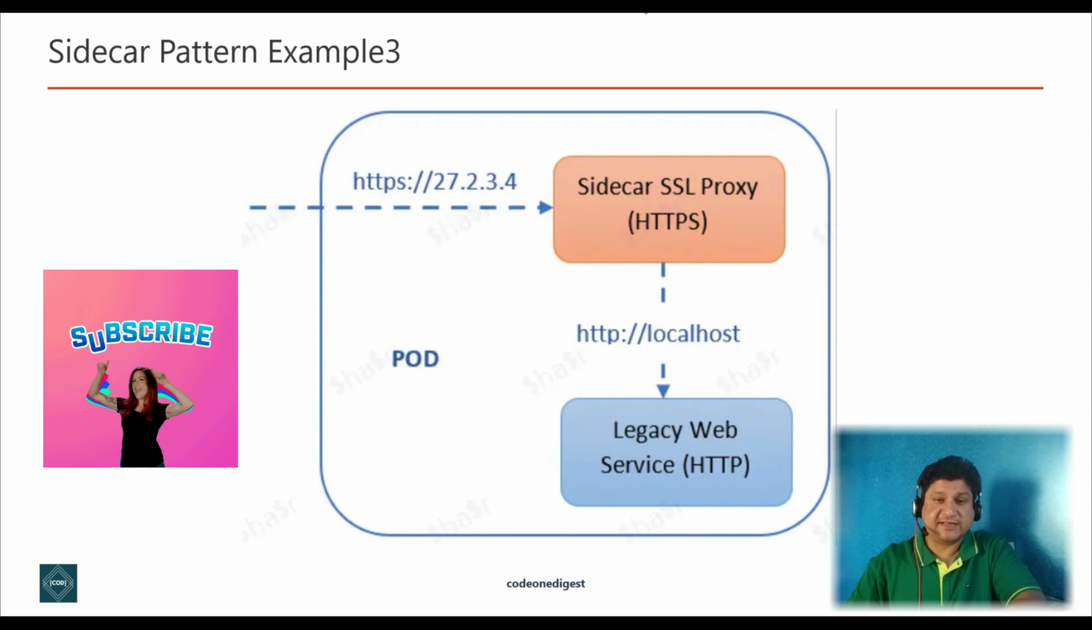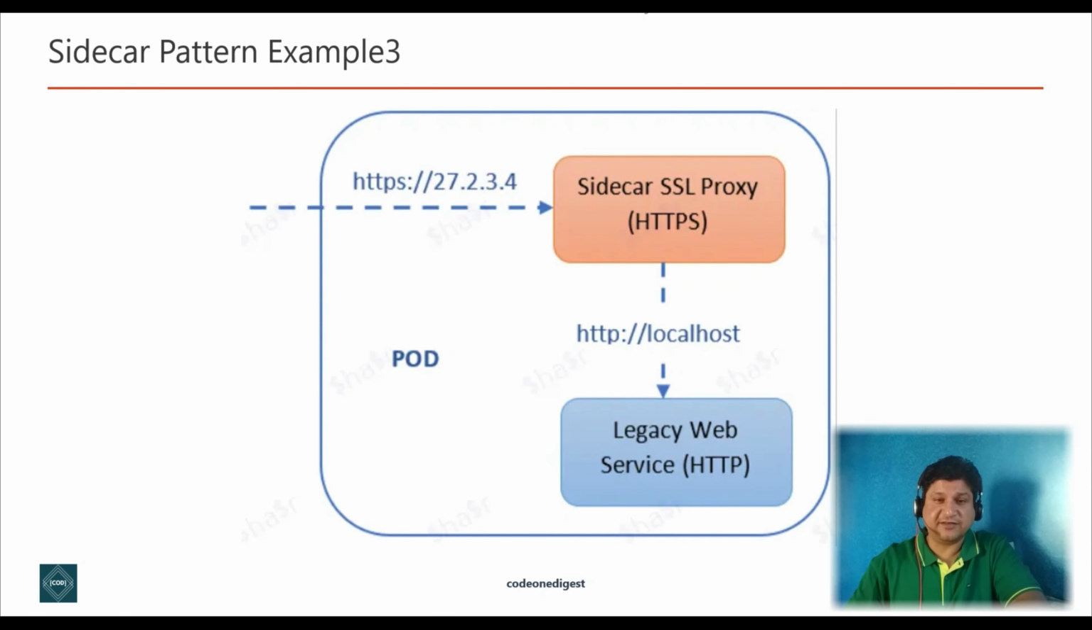Hence, adding HTTPS to a legacy service would be complex and tedious work. We don't have the code base of old applications, and we don't want to disturb the working of old applications. Hence, consider a legacy web service which serves requests over unencrypted HTTP. We have a requirement to enhance the same legacy system to serve requests with HTTPS in future.